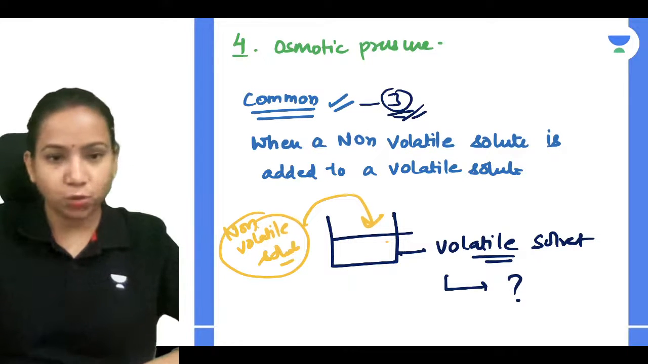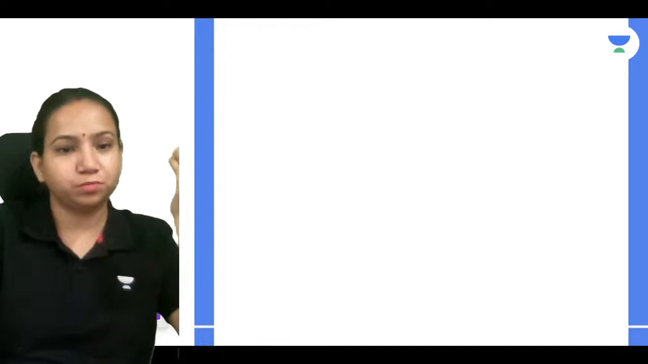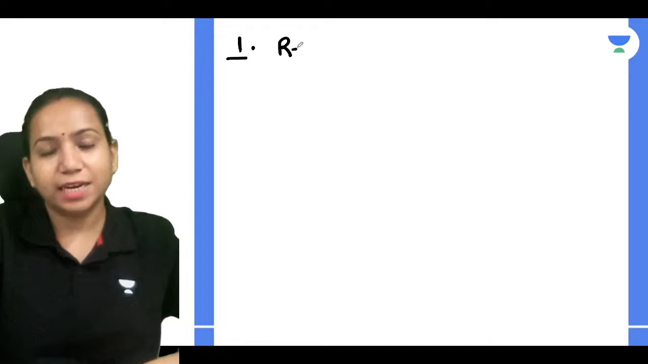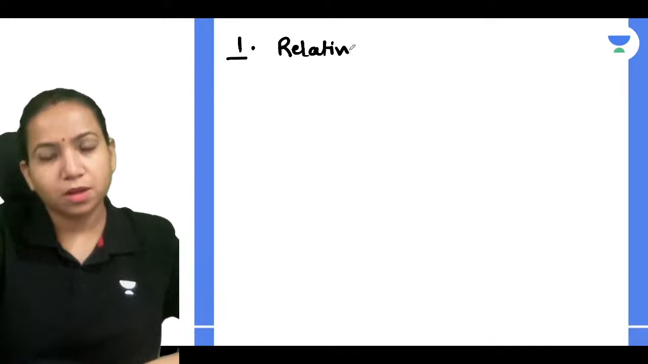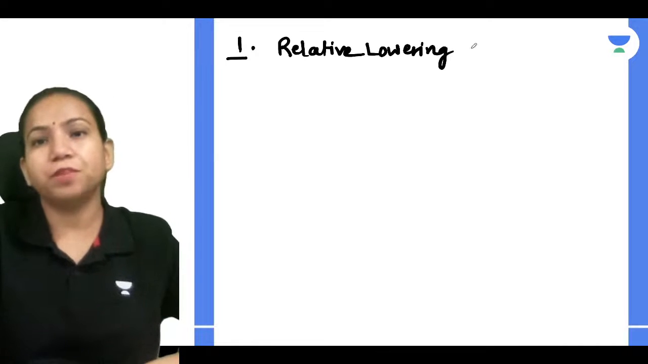Okay, so let's just start with the first one, which is relative lowering of vapor pressure. Let's just start with it. First one, relative lowering of vapor pressure.